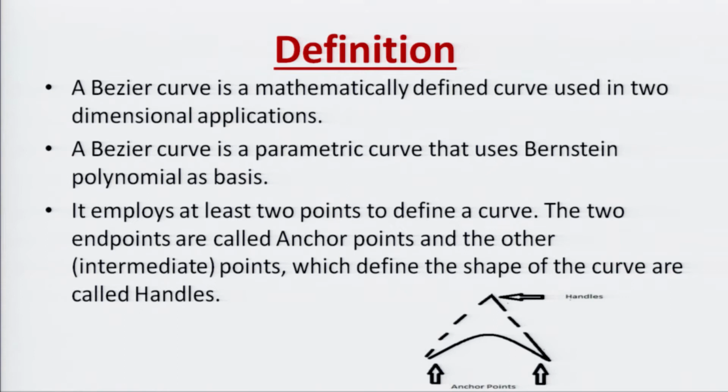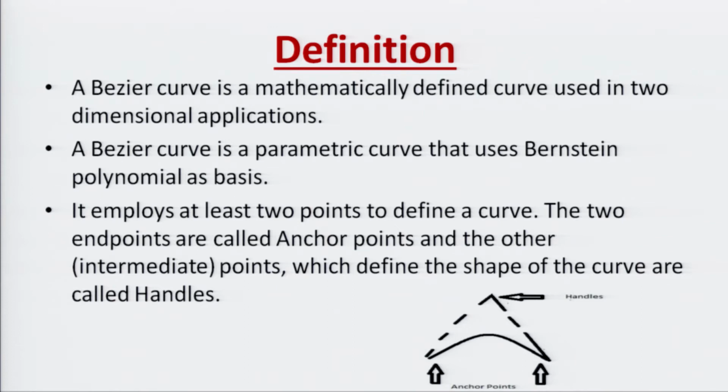A parametric curve, as I have discussed earlier, is a curve that depends on some parameter. Here the parameter is u. It employs at least 2 points to define a curve. This means that the minimal control points for designing a Bezier curve are 2, and they can be more, but a minimum of 2 is required for a Bezier curve to be drawn.